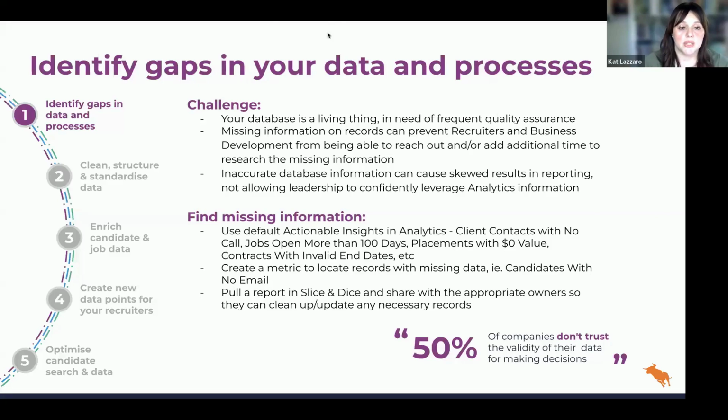Another thing that you can do is create metrics using Analytics Metric Editor to locate records with missing data. So for example, you can create a metric that is pulling candidates with no email address or client contacts with no phone number, etc. Then you can just click into those metrics to view all of the results, and there will be a clickable link that you can click to open directly within ATS to make those updates.